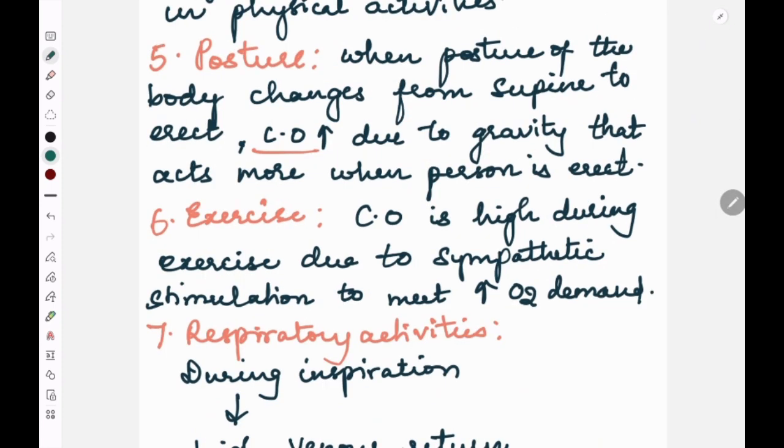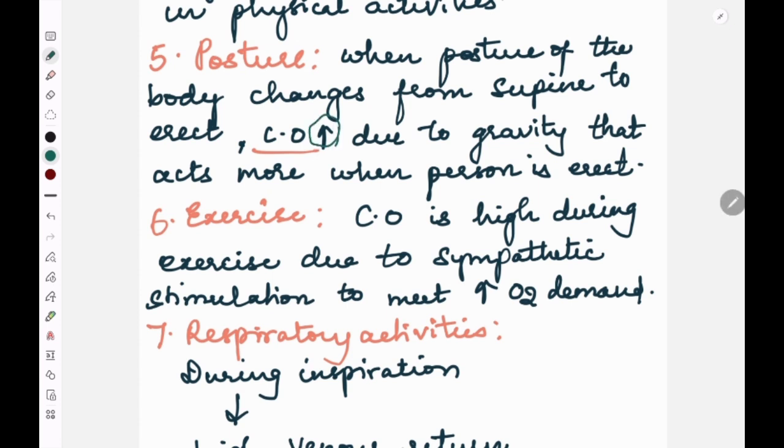When the posture of the body changes from supine to erect. So what do you mean by supine position? When the person is lying down, lying on the bed. Then what do you mean by erect? When the person is standing. So when the position of the body changes from sleeping position to standing position, the cardiac output increases.